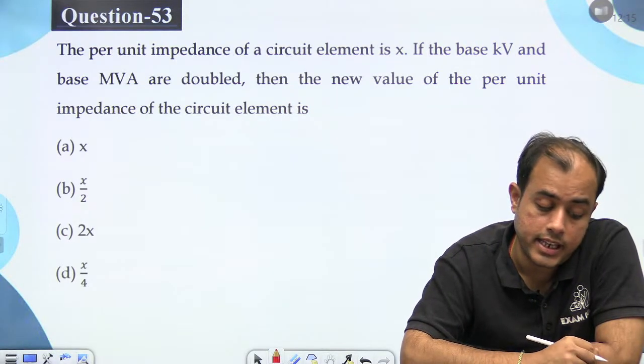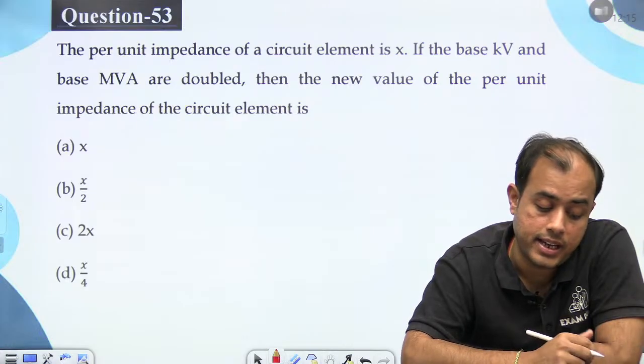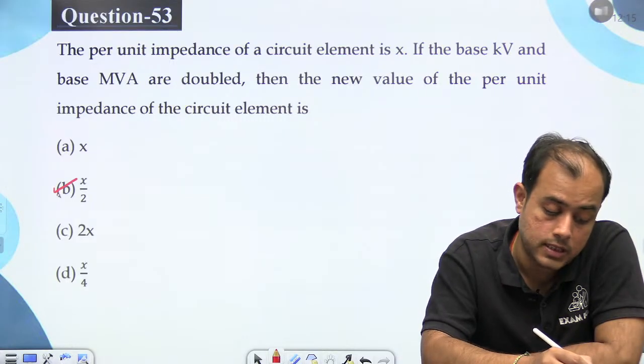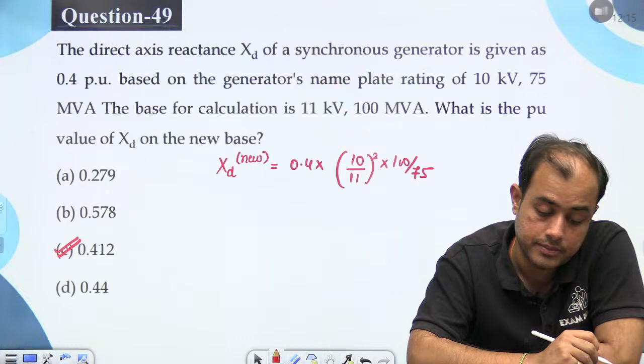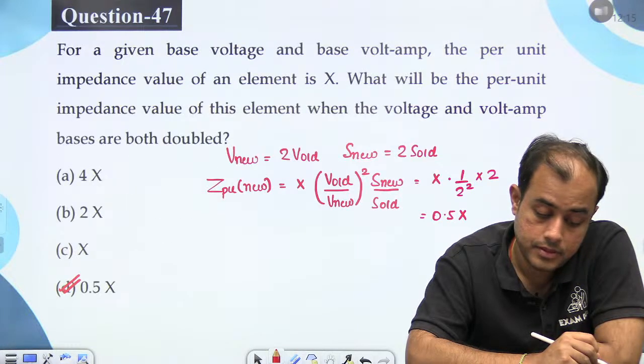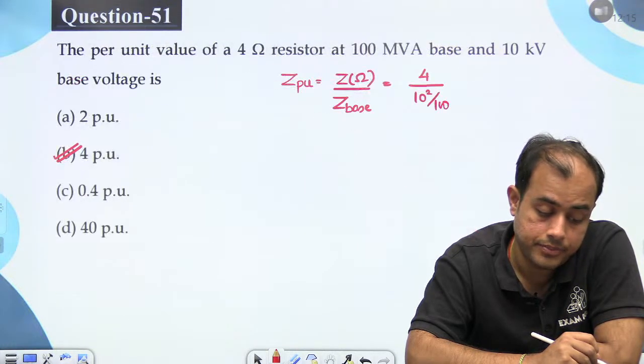ESE 2021, base kV, base MVA are doubled. So it becomes X by 2. अभी किया था ना same question. So this is 47.